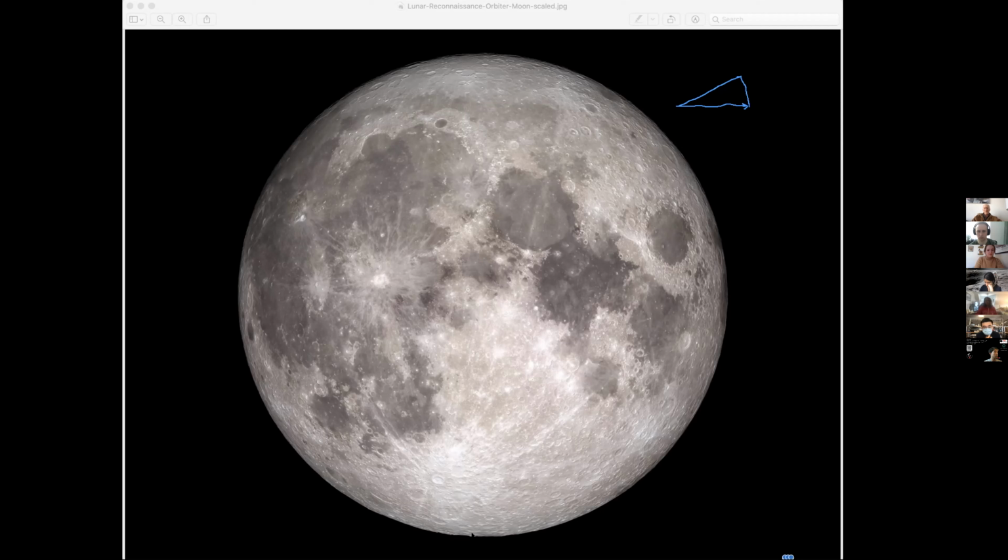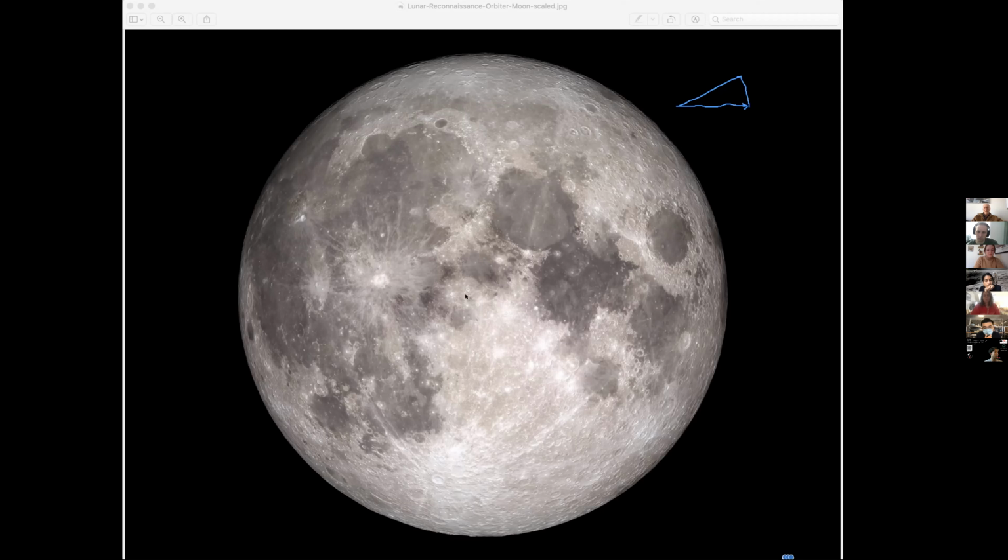The more complicated situation occurs if you are anywhere between the equator and the poles. So if you're at a mid-latitude here, now imagine that you're in either a polar orbit or a slightly inclined orbit. But remember, the moon's near side is always facing the Earth. So the moon is rotating once every month.